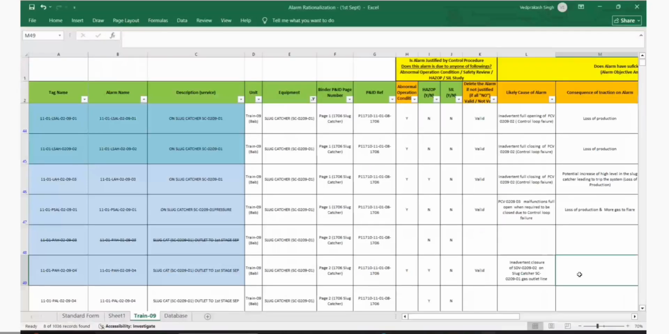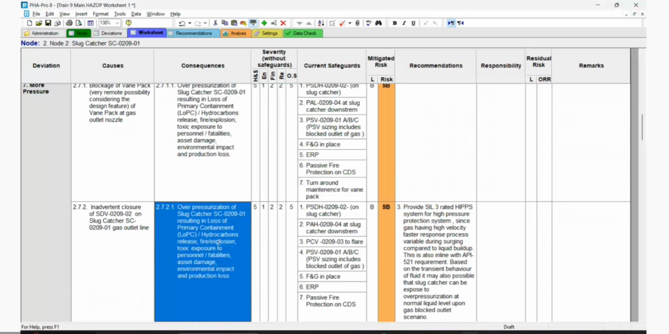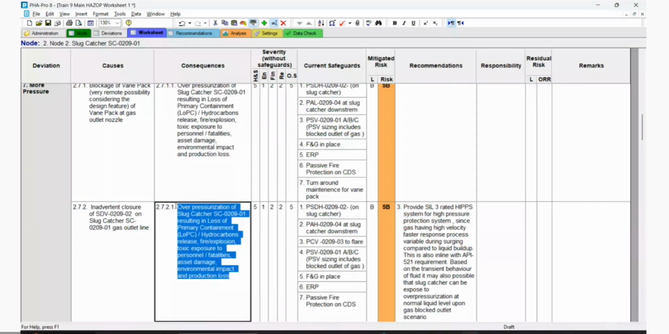What is the consequence if the operator doesn't take action? Over pressurization. This is the action. This is the consequence. Yes. You can copy this one also.